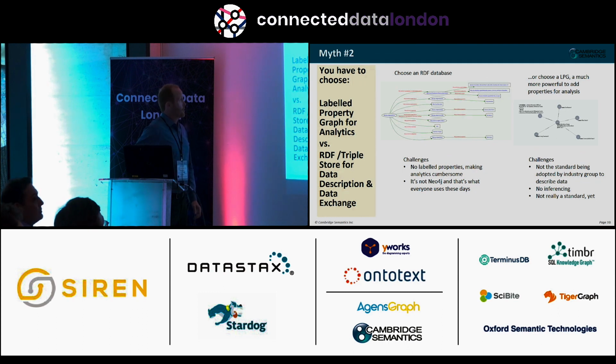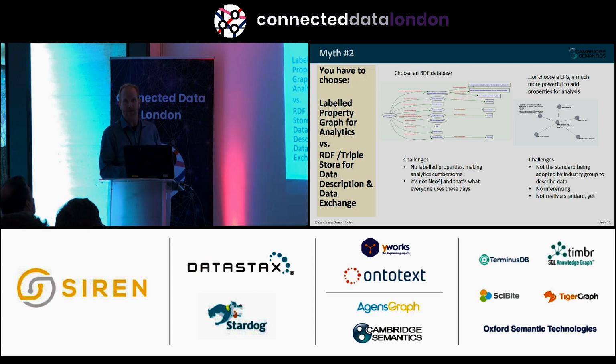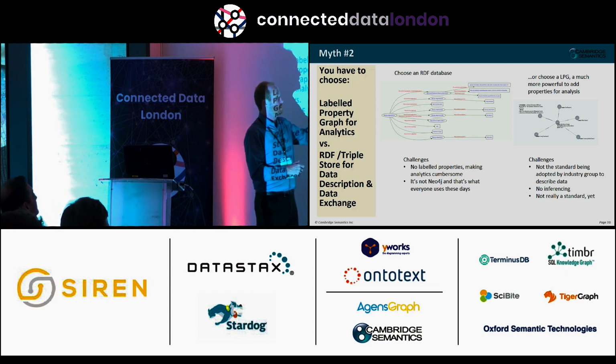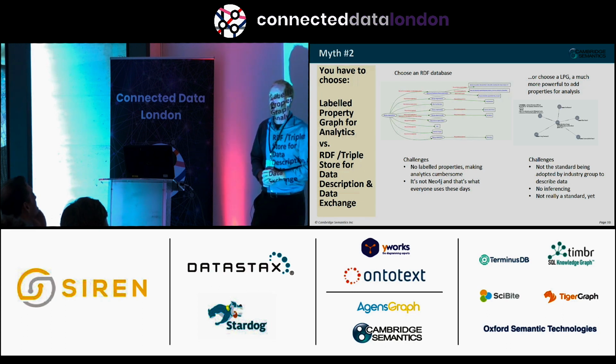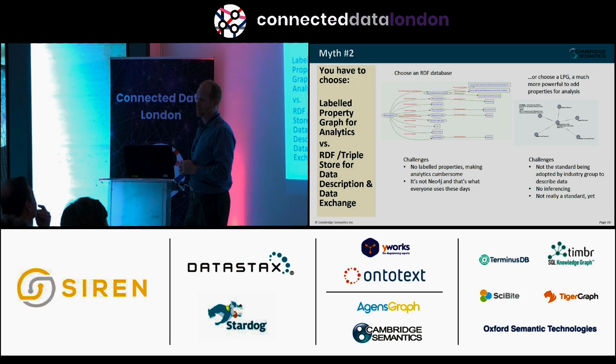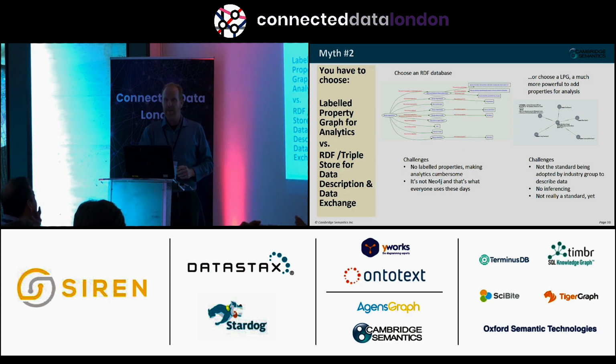So myth number 2 that I was leading into is around labeled property graphs. You have to choose between labeled property graphs and RDF. And we've heard a lot about this today in some of the different sessions that I've sat in. So really, the decision is, will you choose an RDF triple store or will you choose a labeled property graph? And here are the differences and the similarities between those. And that's a myth.